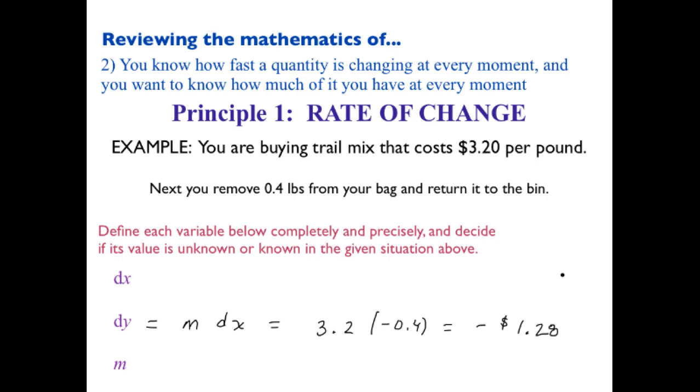Meaning that what? What does that mean? Negative 1.28? Our cost is that much less, right? The cashier is not giving us money, okay? We're still paying for it, but now our cost is this much less than what it was before. So m is the same. It's our constant rate, $3.2 per pound. Okay. Questions on constant rate of change? And here, this is the whole deal right here, constant rate of change.